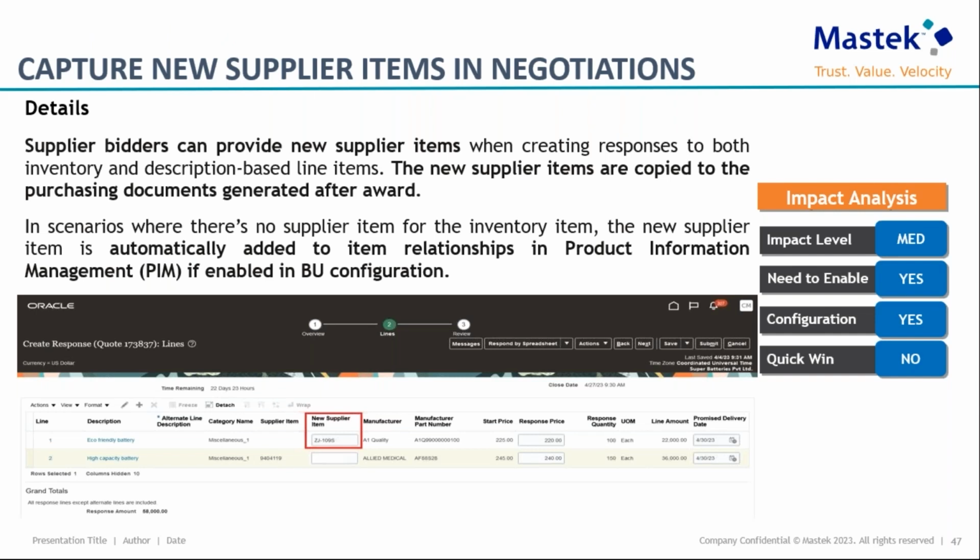Next update is capture new supplier items into the negotiation. Whenever a supplier submits any responses, he or she can provide a new supplier item, and this new supplier item can also be copied to the purchasing document that is getting generated after awarding the supplier. And the same supplier item could also be added to the product information page if we have enabled this configuration into the particular business view.